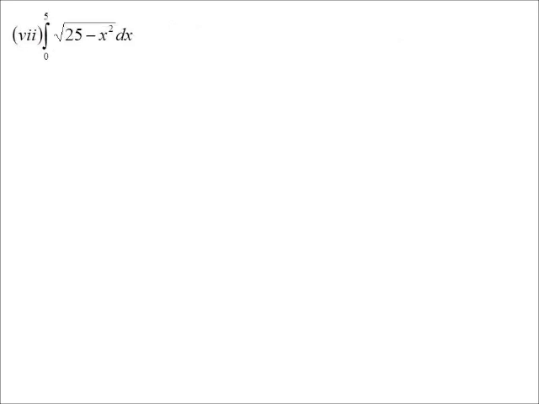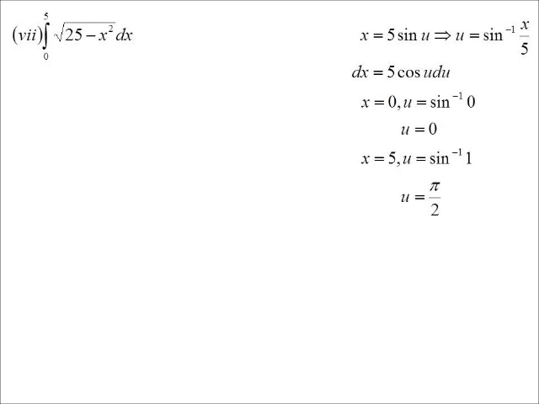They're going to make me do it by saying x is 5 sine u. So in other words, u is the inverse sine of x on 5 is our substitution. So dx is 5 cos u du. I'm going to have to change my limits. When x is 0, u is inverse sine 0, u is 0. When x is 5, we get u as pi on 2. Substitute in, you are so mean.